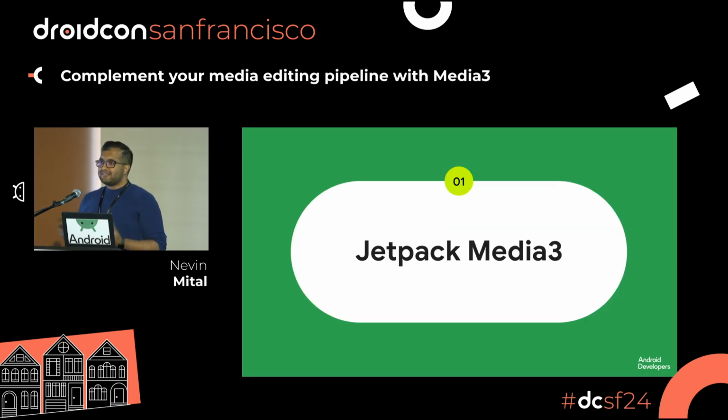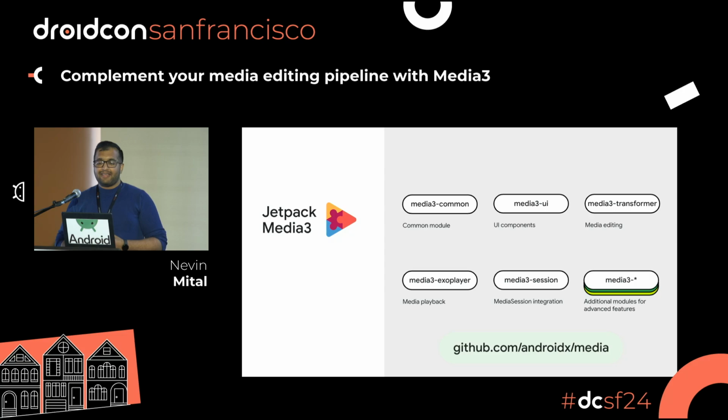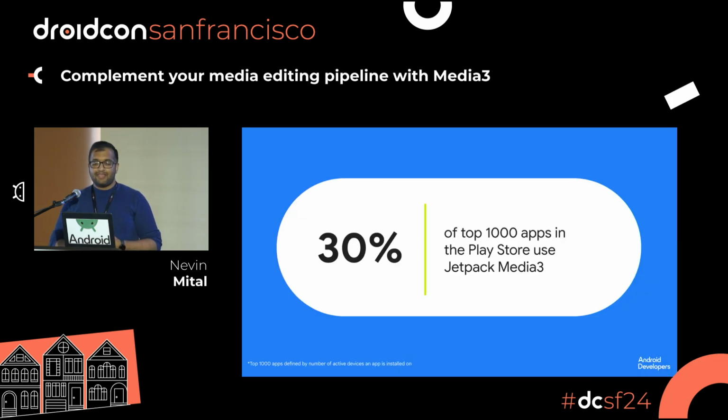So what is the Jetpack Media3 library? Jetpack Media3 is your one-stop shop for APIs about media playback and editing use cases on Android. Version 1.0 of Media3 released early last year, and we're already seeing that it's being used in more than 30% of the top 1,000 apps on the Play Store.